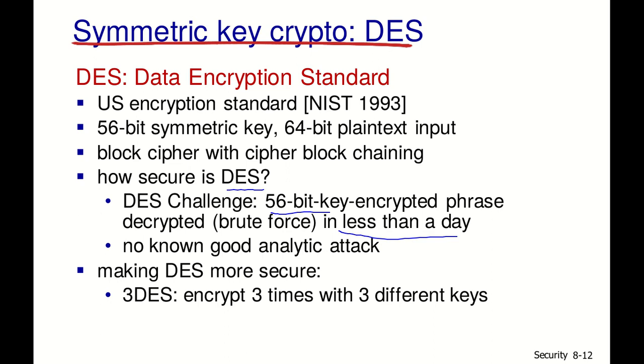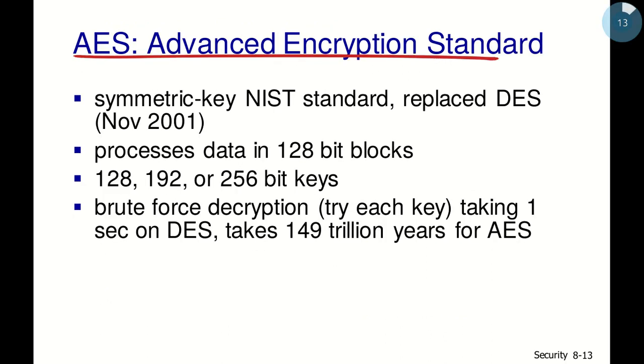To make DES more secure, there is an attempt to apply it three times. So the encryption process is done three times with three different keys. It is called 3DES. But of course, it becomes more complicated. Then the state of the art symmetric key cryptography that is used now is called AES, Advanced Encryption Standard. This is replacing DES.